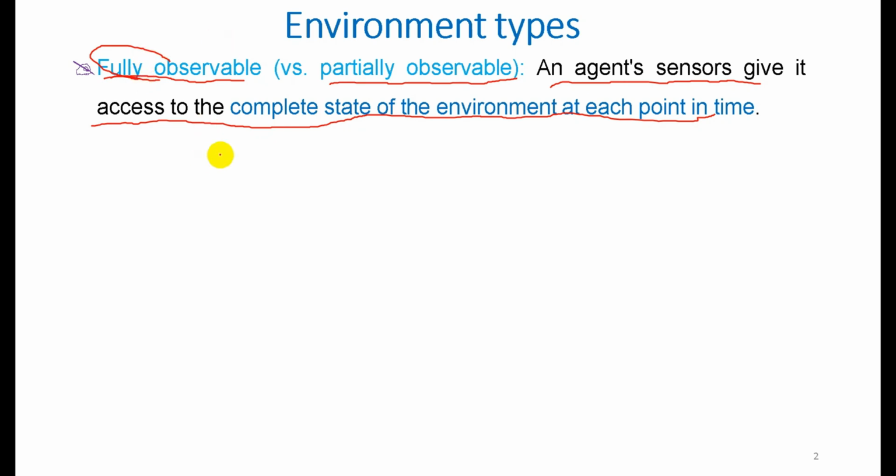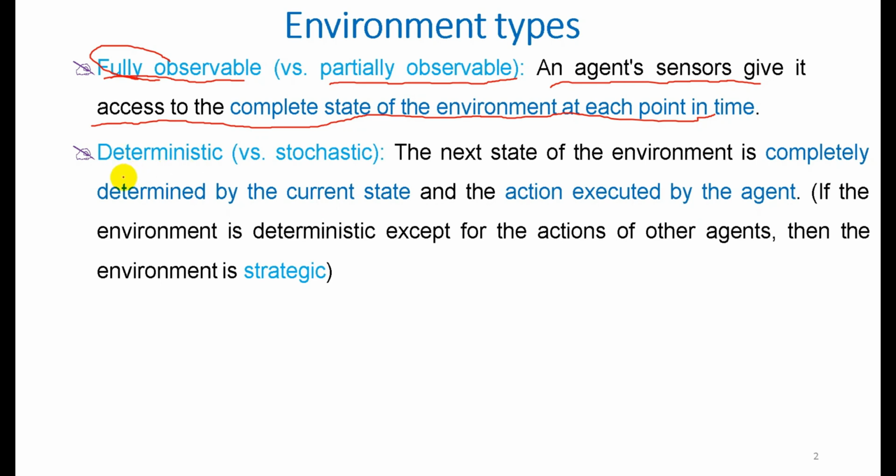call it partially observable. The second types of environment are deterministic versus stochastic. The next state of the environment is completely determined by the current state. If the next state that follows is completely determined by the current state, and the action executed by the agent is completely determined, we call it deterministic. Else it is stochastic.